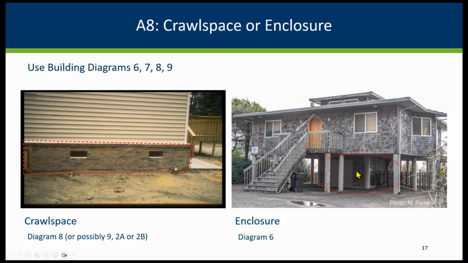Now the photograph on the right shows a house that has an enclosure. You can see it's elevated on posts or pilings. It's got habitable space on that next higher floor. This is an enclosure that's used for parking, access, or storage. So this would be diagram 6.